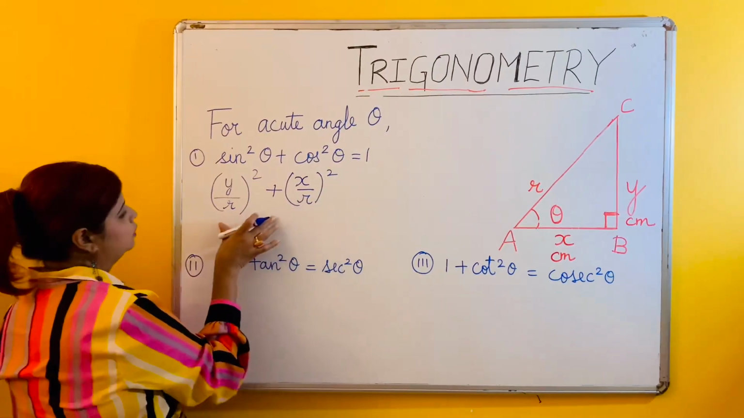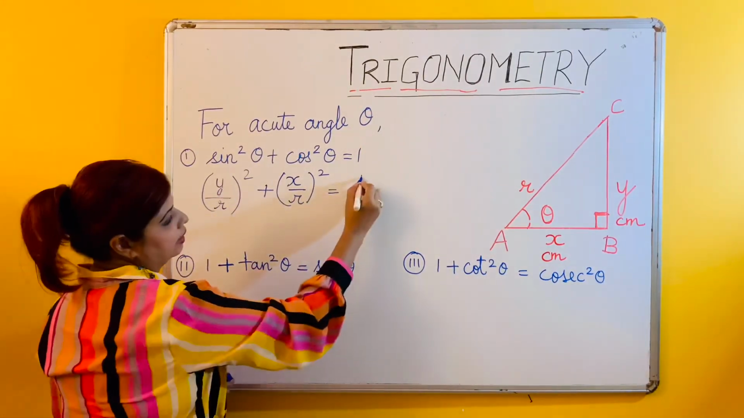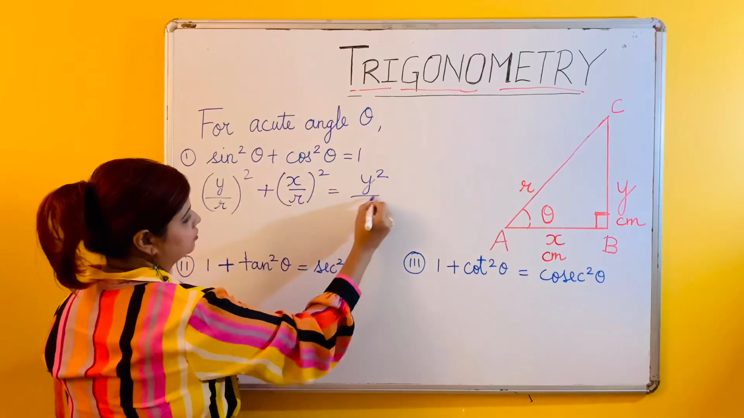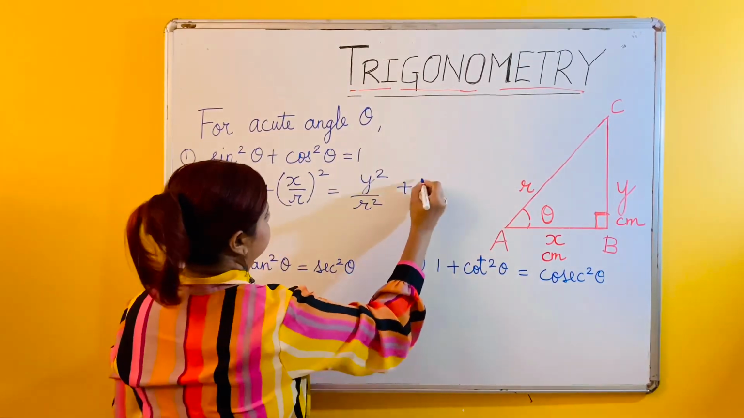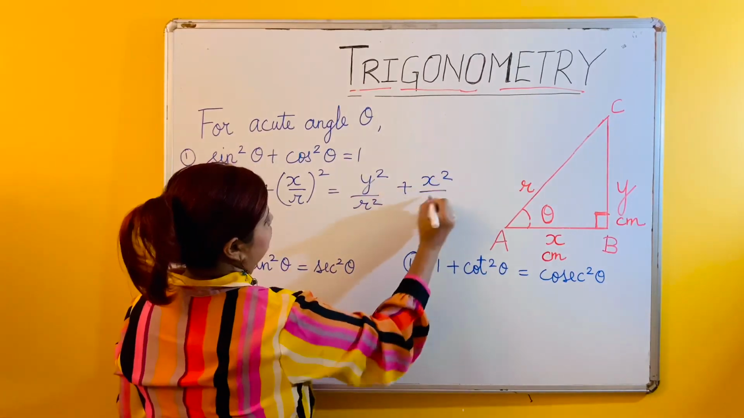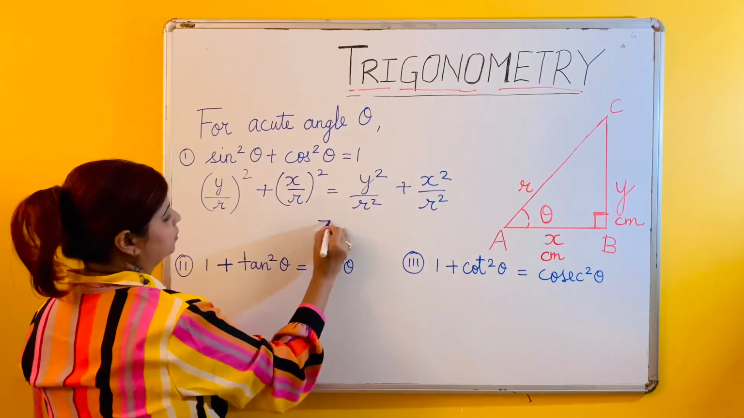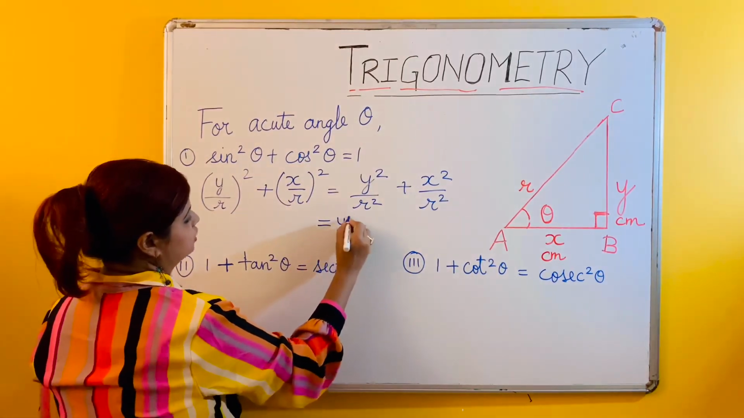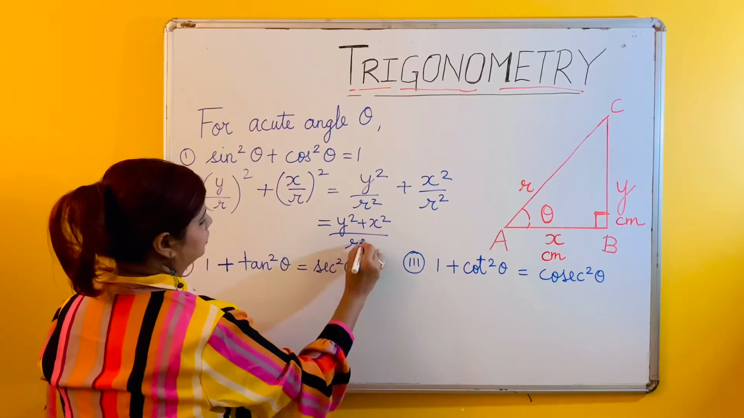Now let's do this. It is equal to y square by r square, because it is squared, so both will be squared. Then here it is x square by r square. Since the denominator is common, you can write it as y square plus x square by r square.